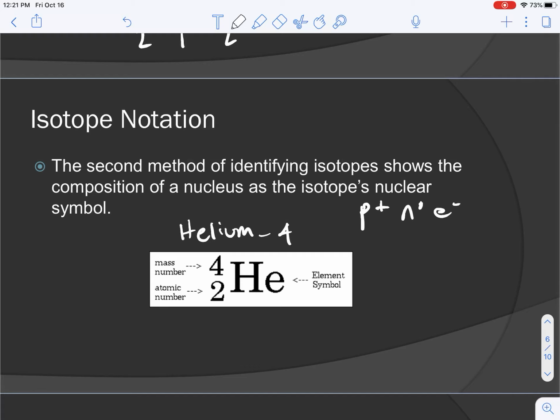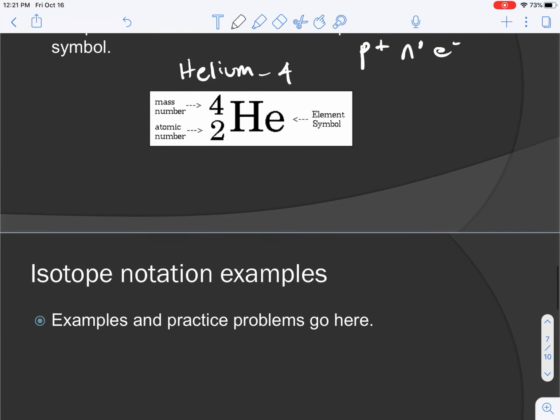And just like we did on the last slide, right? So sometimes they don't give you the atomic number, because where can you find it? On your periodic table. So sometimes you would just have the helium with the 4 on top, and that means the same exact thing, and it still gives you the same information because it's assumed that you can find a periodic table and look for the atomic number of helium. So that's called isotope notation.